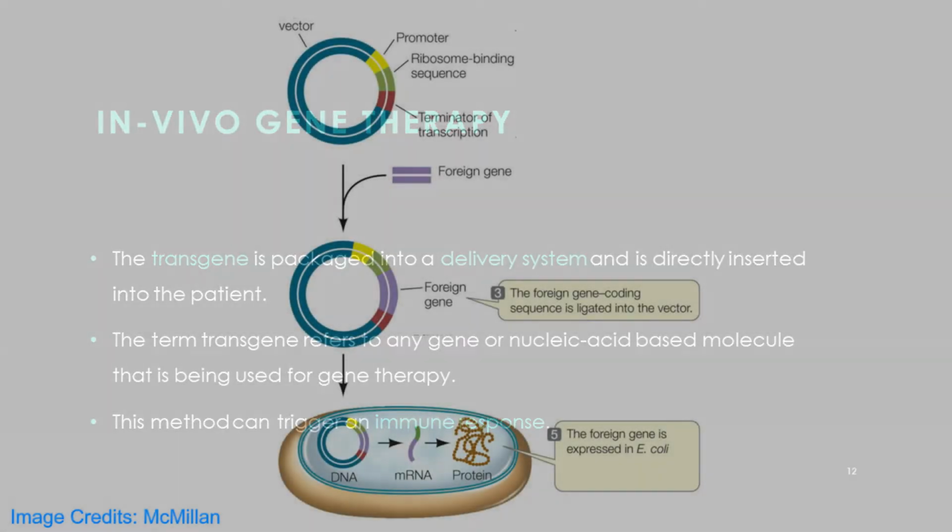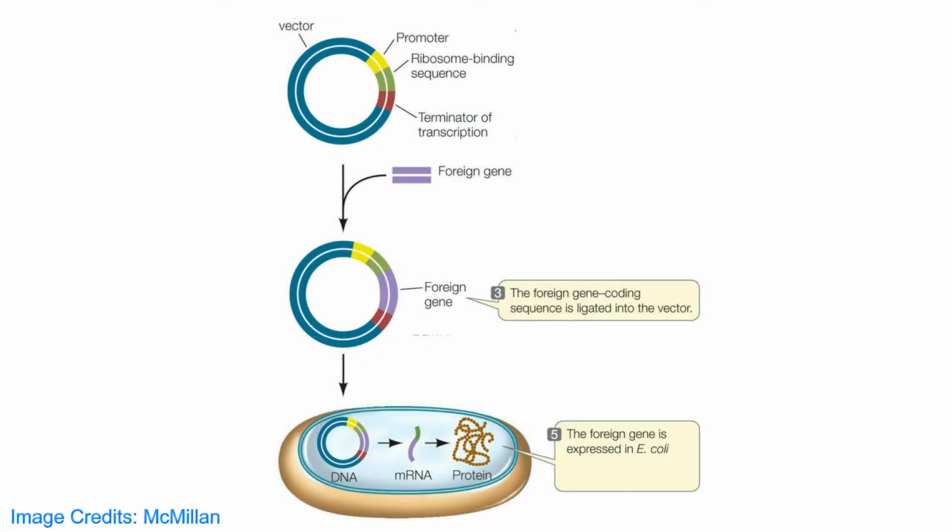So let's say I am inserting the gene of human insulin into E. coli. The genome of E. coli does not have the human insulin gene. That gene will be the transgene for E. coli. Another complicated thing that can occur during direct gene therapy or in vivo gene therapy is the triggering of an immune response.